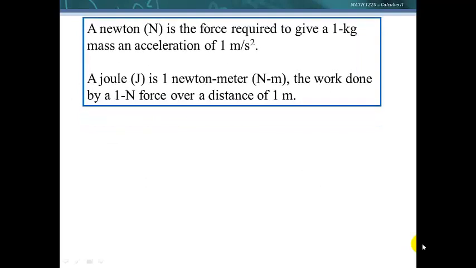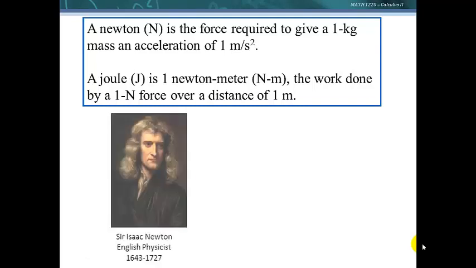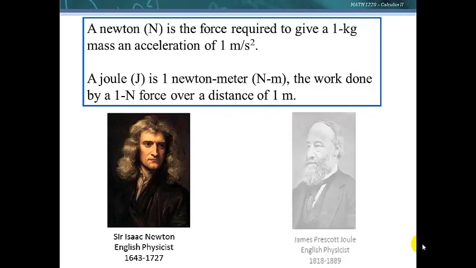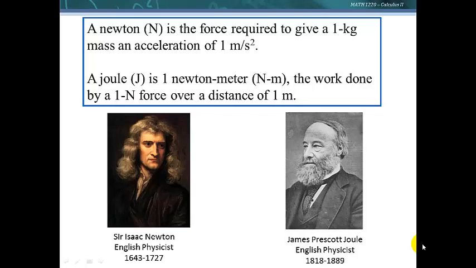And a couple of reminders for units. A newton is the force required to give a 1 kilogram mass an acceleration of 1 meter per second squared. That's named after Sir Isaac. And a joule is 1 newton meter. So this is the work done by a 1 newton force over a distance of 1 meter, and that is named after James Prescott Joule.